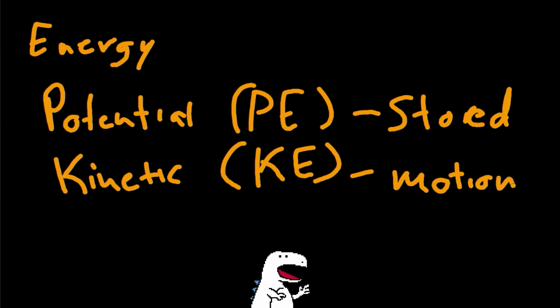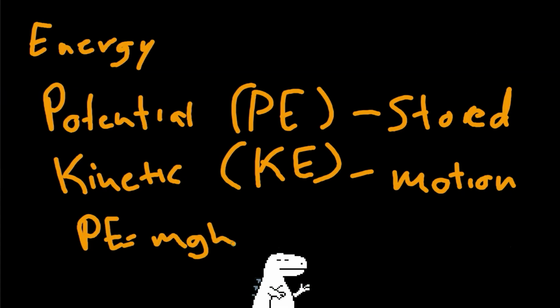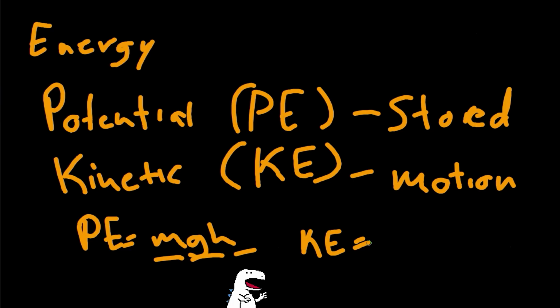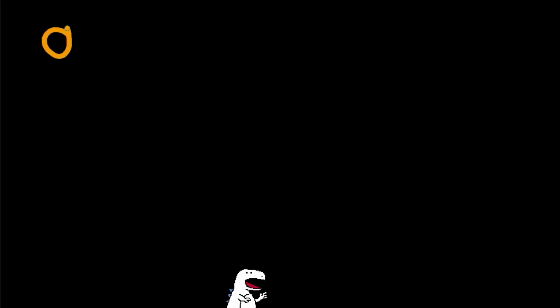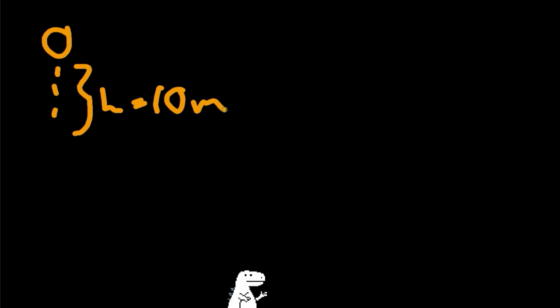So let's talk about some formulas. Gravitational potential energy will just be mgh. And kinetic energy will just be 1/2 mv squared. So first things first, let's say we have a ball at height h, which is equal to 10 meters above the ground. Then we have the mass of the ball, which is m equals, let's say, 2 kilograms.